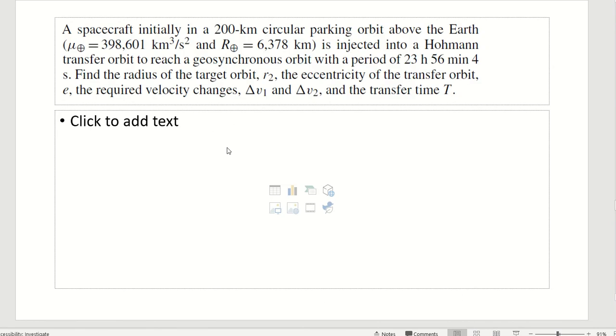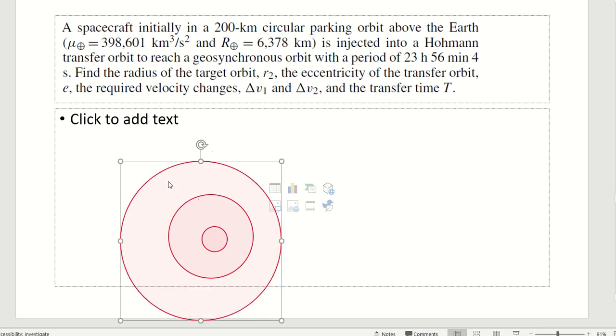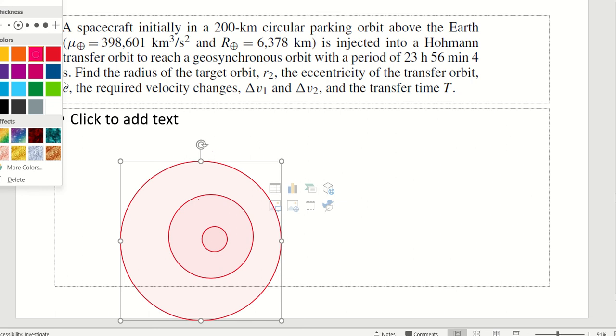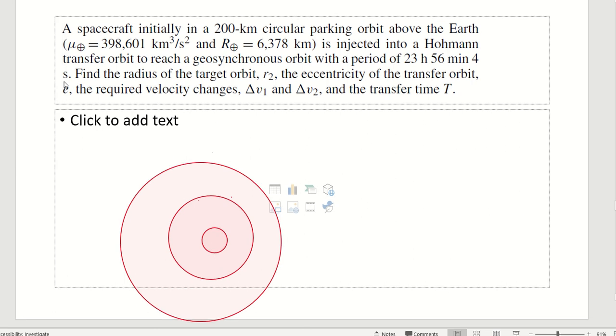This problem is mainly based on the transfer between circular orbits. We have our main body, and there are circular orbits around this main body. There's one orbit, and there is another orbit. We have to transfer between these two orbits, so we design an elliptical orbit that will be able to transfer from the inner circular orbit to the outer circular orbit. This transfer is called Hohmann transfer, and we did some problems based on this kind of transfer.